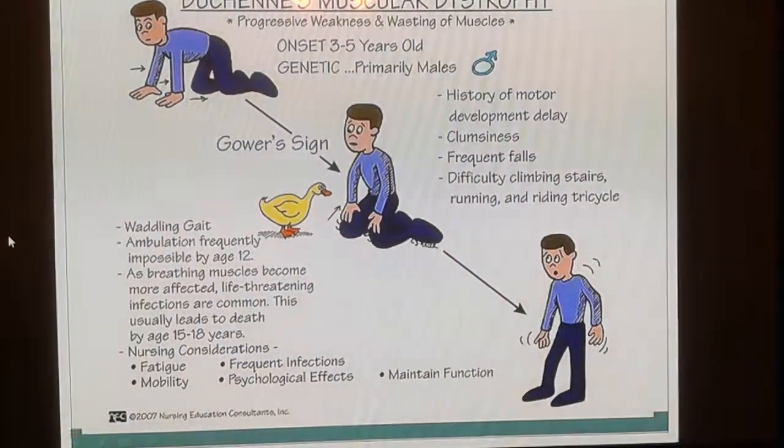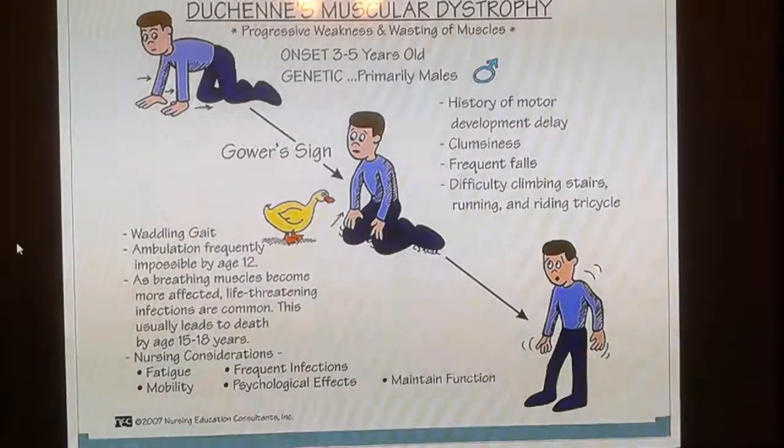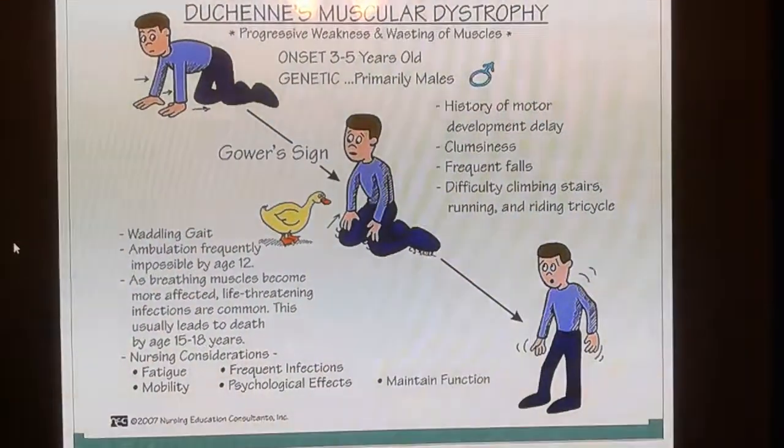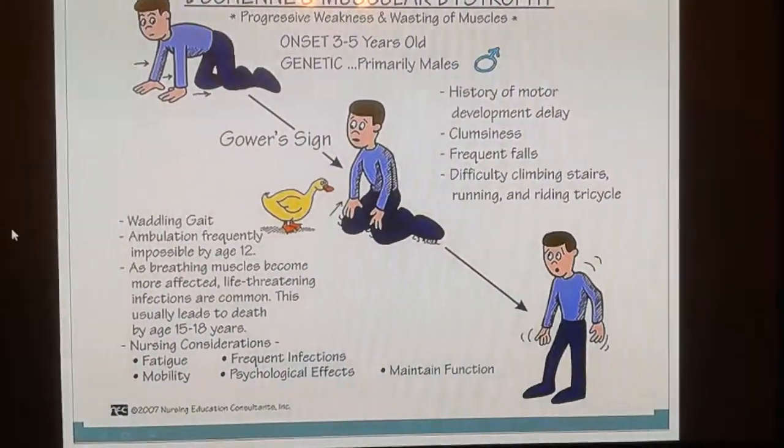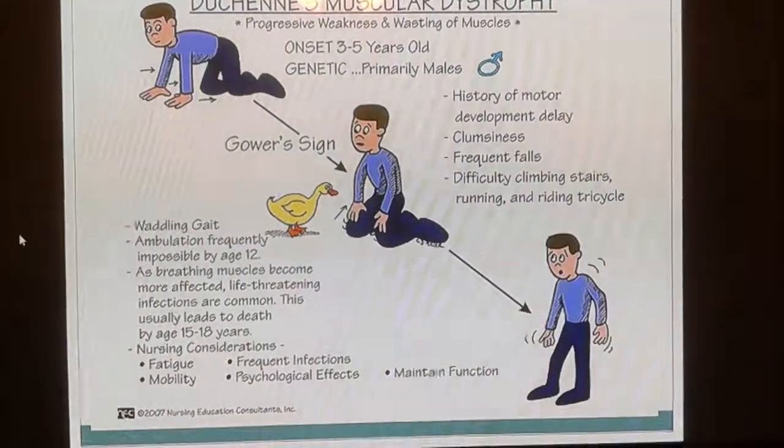Breathing muscles become more affected, which infections arise, and usually leading to death by the age of 15 to 18 years.